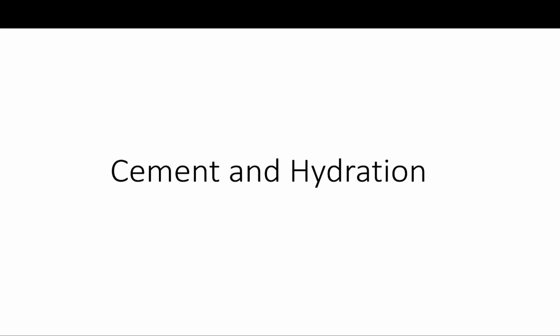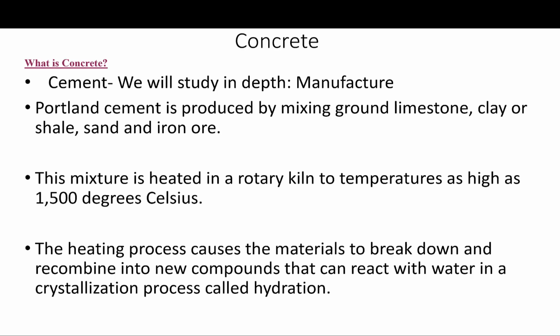Okay, so let's just have a quick look at what will be covered in the cement and its hydration. Portland cement, as I said, is produced by mixing ground limestone, clay or shale, sand, and iron ore. These are the raw materials that then mix together, and this mixture is heated in a rotary kiln to temperatures as high as 1500 degrees Celsius. The heating process causes the materials to break down and recombine into new compounds that then can react with water in a crystallization process called hydration.